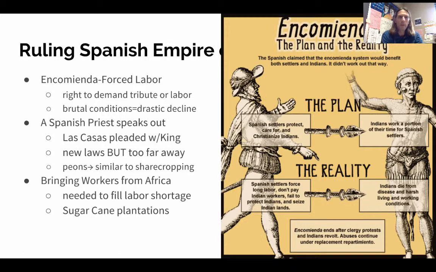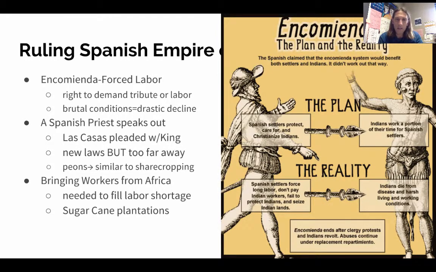So the other part of ruling the Spanish Empire, one of the early policies, is this encomienda, and the plan of it versus the reality of it are very different. Ideally, what's going to happen is the Spanish settlers are going to protect and educate and Christianize the Native Americans. And in exchange, the Native Americans are going to work for a brief period of time for the Spanish settlers, or they would pay in tribute, in payment for being protected and educated and Christianized.